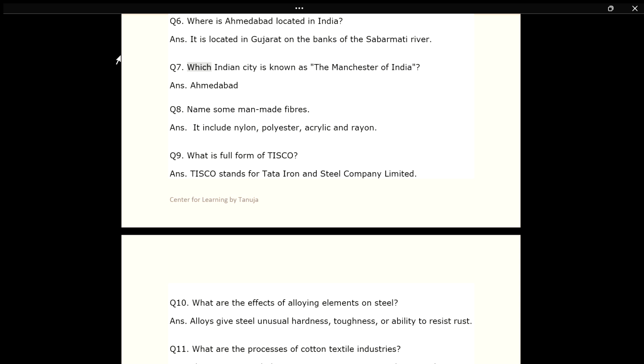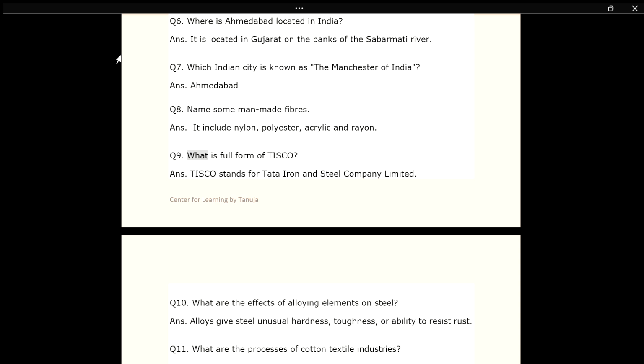Q7. Which Indian city is known as the Manchester of India? Ans. Ahmedabad. Q8. Name some man-made fibers. Ans. It includes nylon, polyester, acrylic and rayon.